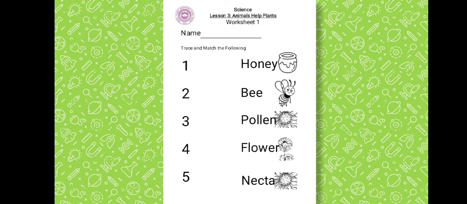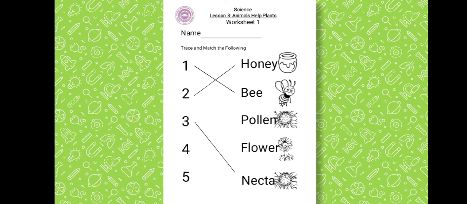Now let's solve this worksheet. What's number 1? The bee. What's number 2? What does the bee make? Honey. What's number 3? Where does the honey come from?